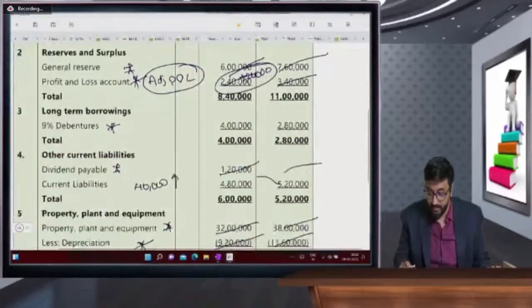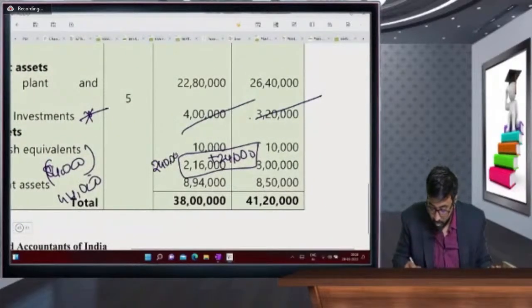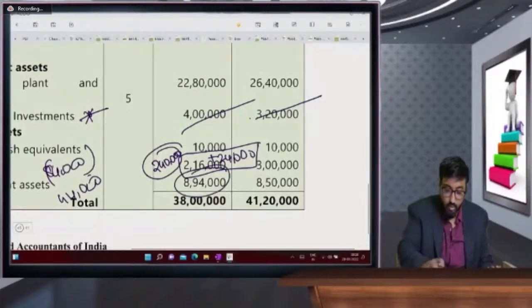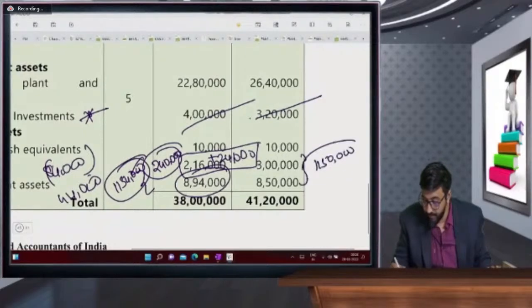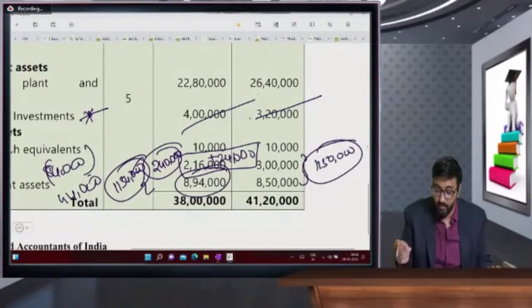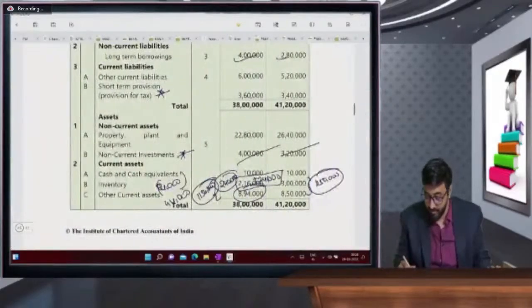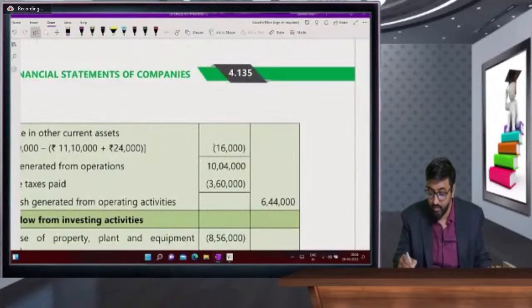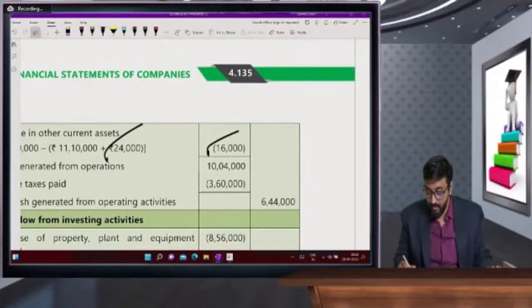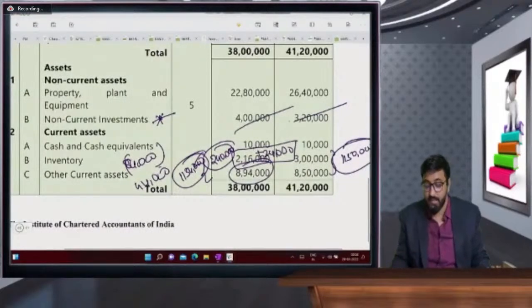Now what ICAI has done, you can check here. So now this is the balance 240. So 240 plus 894, total is 11,34,000. And this is 11,50,000. So ICAI considers increase in current assets 16,000. So you can check the answer. In the ICAI answer, it is increase in current assets, means negative 16,000. See what ICAI has done. They have merged inventory and other current assets.